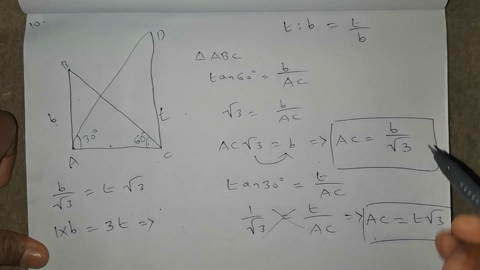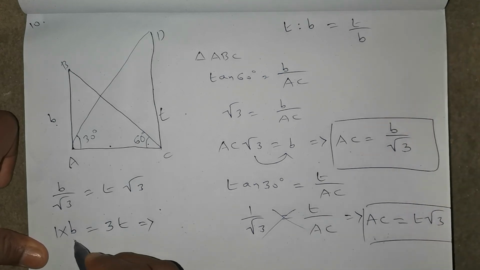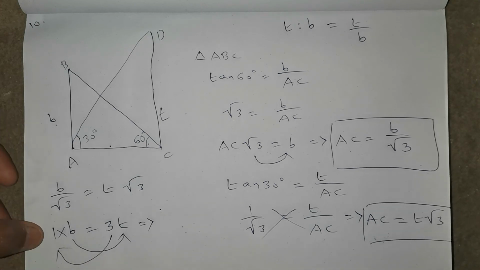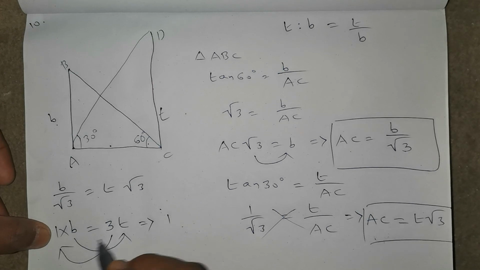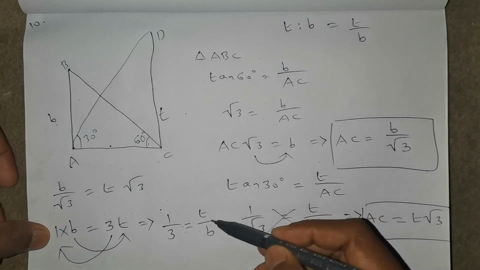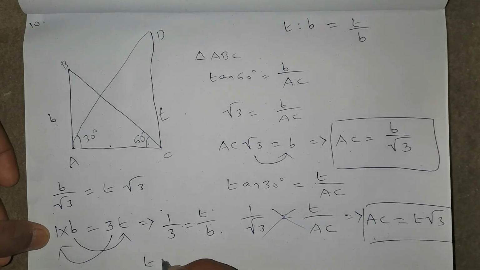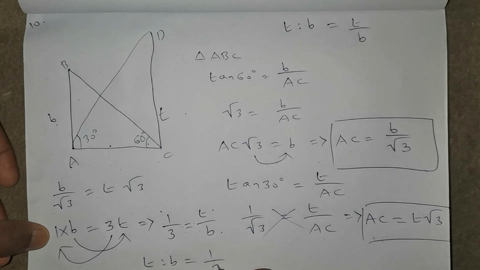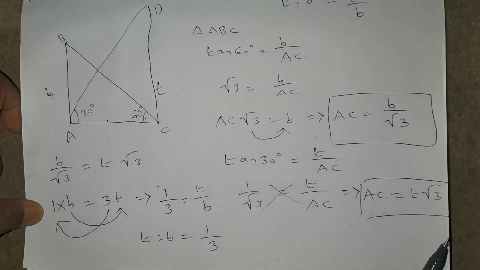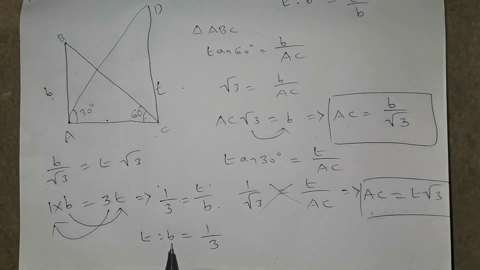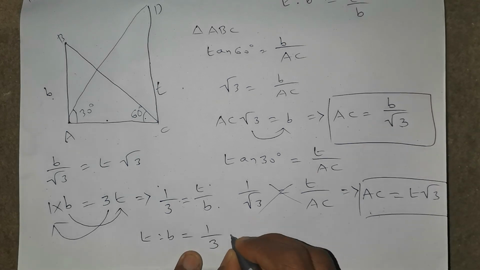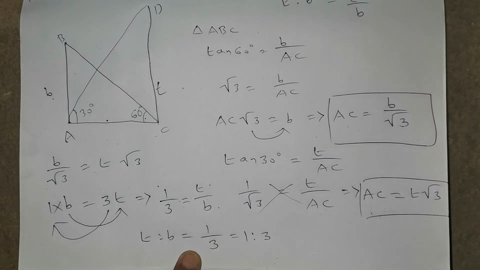Okay, now I want T upside, B downside. So B I will bring to the right side and 3 I will take to the left side. Here 1 as usual, 3 I am taking to the left side, so it will become division. T as usual, I am bringing B to the right side, so it will become division. So T divided by B is equal to 1 by 3. So T is to B is equal to 1 by 3. The ratio of the height of the tower to the height of the building is 1 by 3, nothing but 1:3.